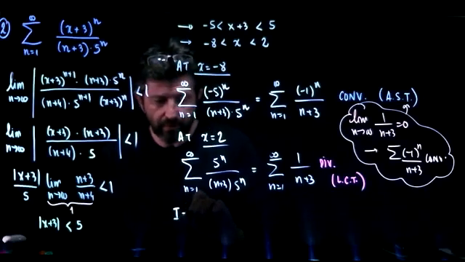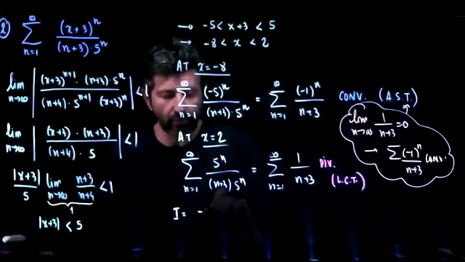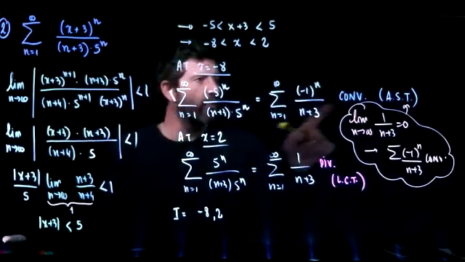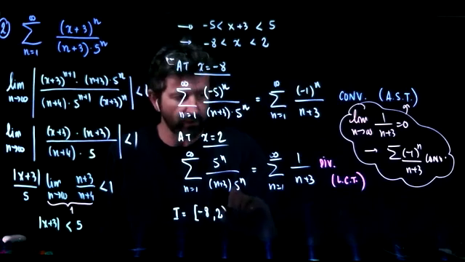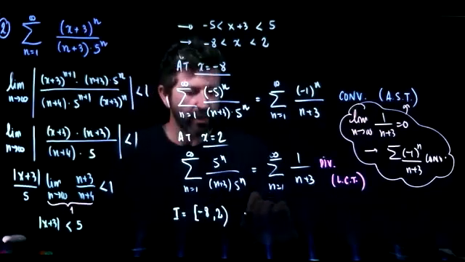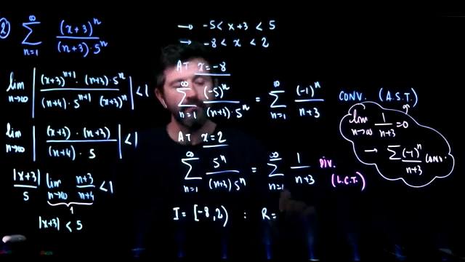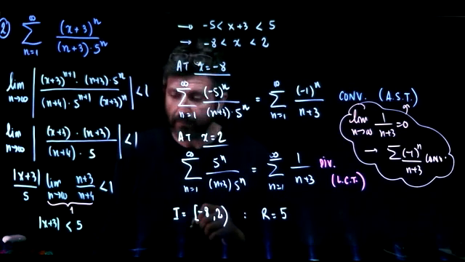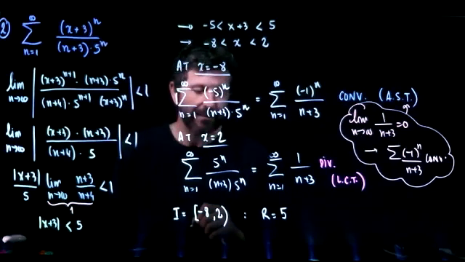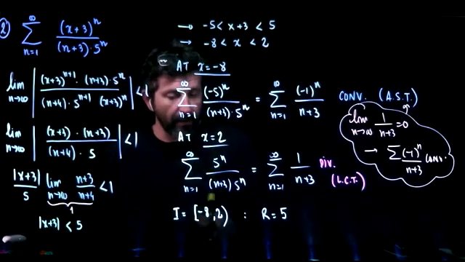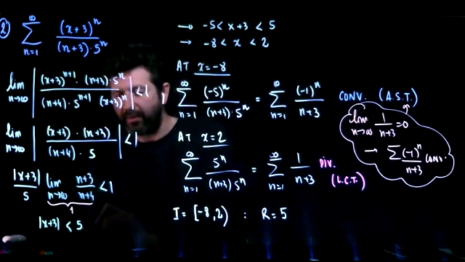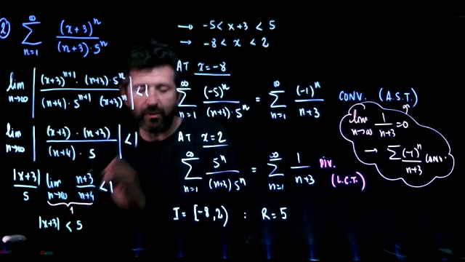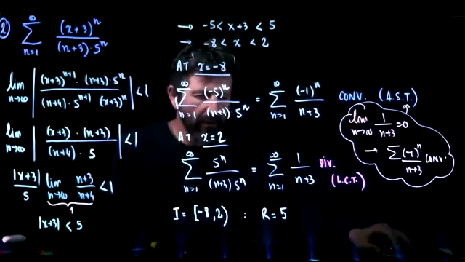So my interval of convergence will be from -8 to 2. And -8 is included, but 2 is not. And what is my radius of convergence? It's 5. So it's half the length of my interval. Or you could see it from here: the absolute value is less than 5. That's going to be the radius always.